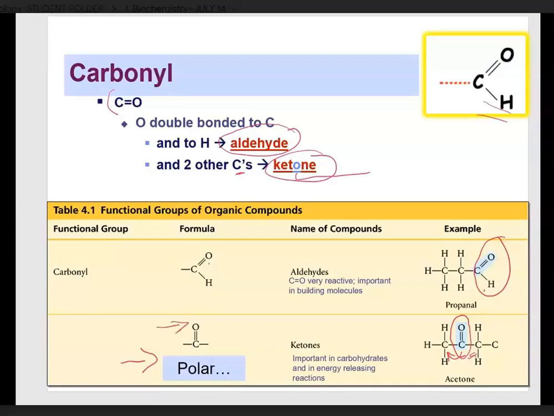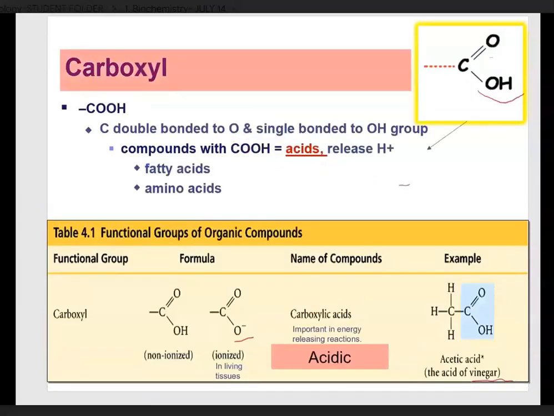Carboxyl is the one that's going to have carbon double bonded to oxygen. However, there's going to be an extra hydroxyl group. We find this type of functional group in acids, and examples would be fatty acids and amino acids. What this means is that they can actually release hydrogen. Of course, if you release hydrogen into the environment, the pH level is going to drop, and we say the number is going to be lower, so it means the environment becomes more acidic.